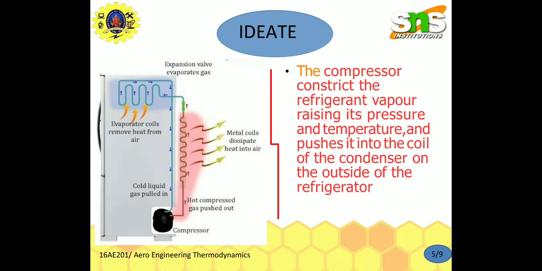In this section, the compressor constricts the refrigerant vapor, raising its pressure and temperature, and pushes it into the coil of the condenser on the outside of the refrigerator. The heat pump will be discussed elaborately in the Stirling engine. Heat can be driven in reverse using a mechanical energy input to drive heat transfer in the reverse direction. There are several design configurations for such a device. Several such setups require rotary or sliding seals, which introduce difficult trade-offs between frictional losses and refrigerant leakage.